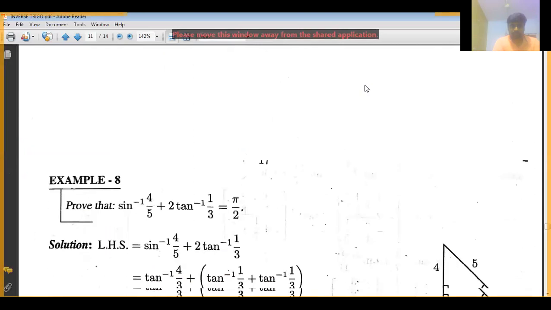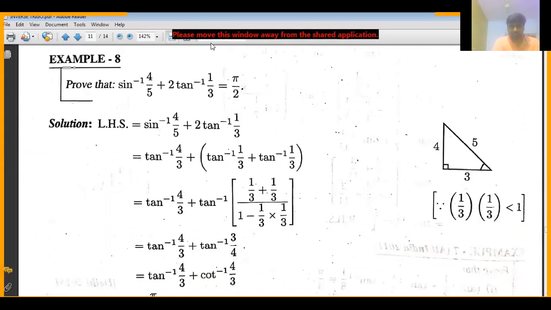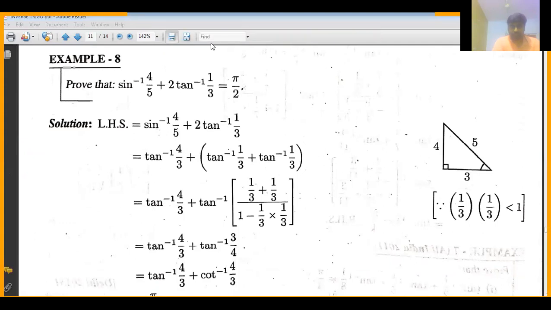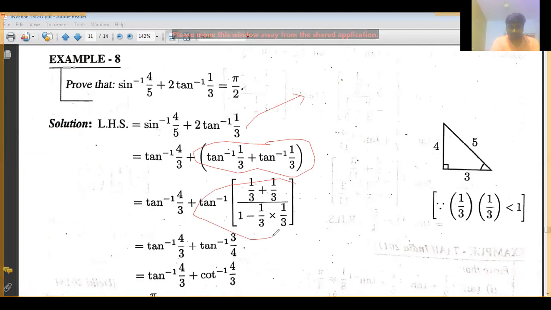Now see here, this is also very easy. Again 2 tan inverse x. So whenever you are given 2 tan inverse x, no need to split it as tan inverse of 1 by 3 plus tan inverse of 1 by 3. Directly we can apply the formula. What is that? 2 tan inverse x is tan inverse of 2x by 1 minus x square. This formula we can apply directly. Okay, same thing we'll get. If we simplify, we'll get one answer.